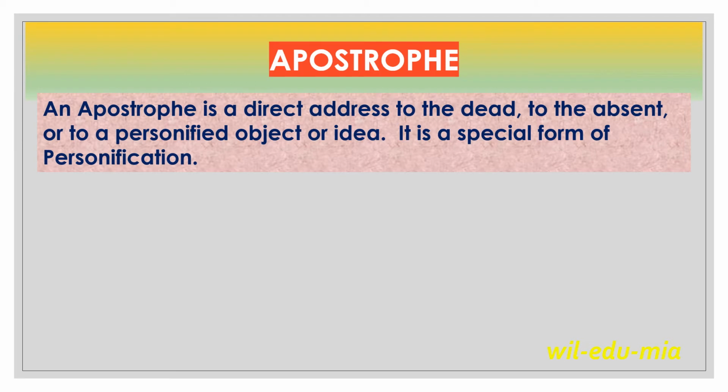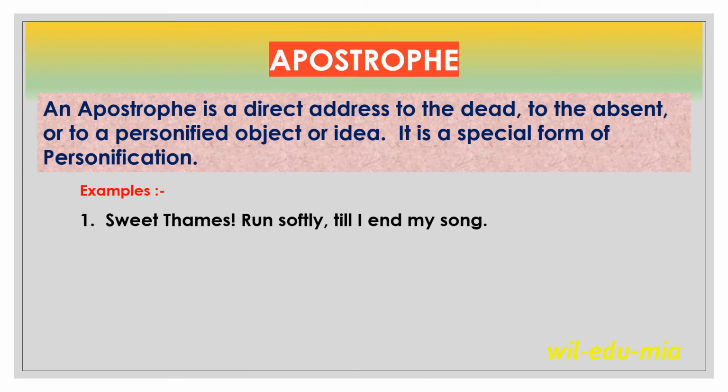Apostrophe. An apostrophe is a direct address to the dead, to the absent, or to a personified object or idea. It is a special form of personification. We'll see the examples. Sweet Thames, run softly till I end my song. Here Thames is a river. Okay, it's an inanimate object. So we are addressing it. We are directly speaking to that river. So it's an apostrophe.